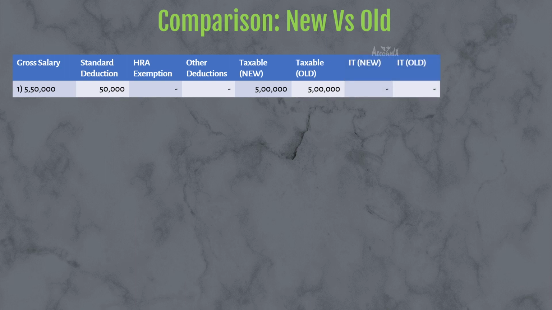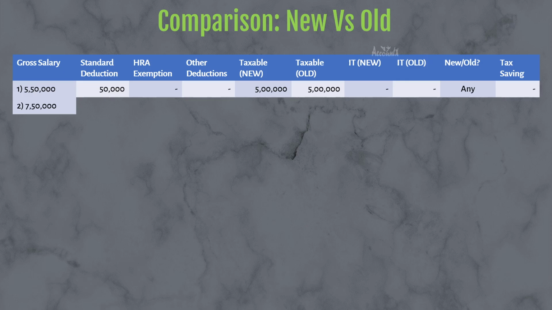Here you are not going to pay any income tax either in new tax regime or in the old tax regime because of the rebate. So from tax computation point of view, you can choose any of these tax regimes if your gross salary is 5.5 lakh. Let's now move to the second scenario where your gross salary is 7.5 lakh.